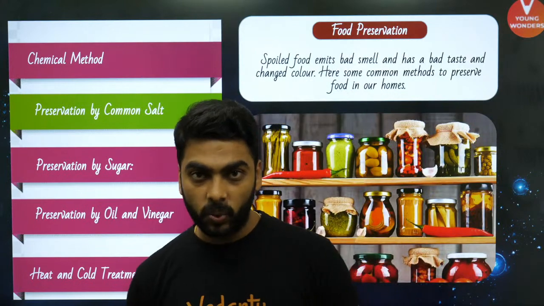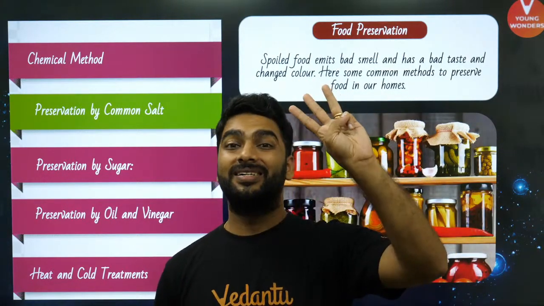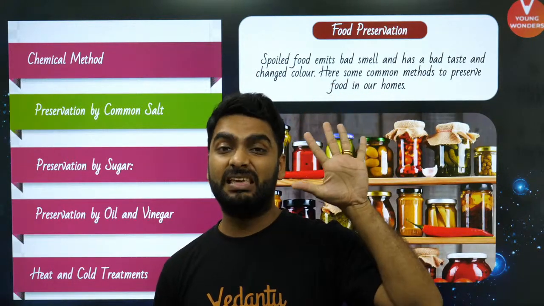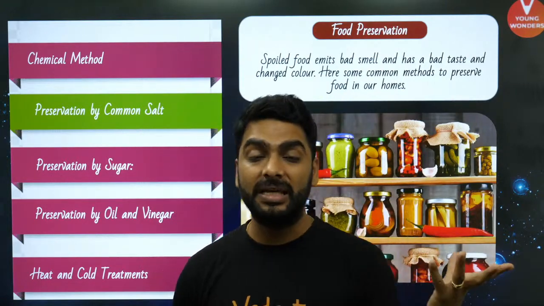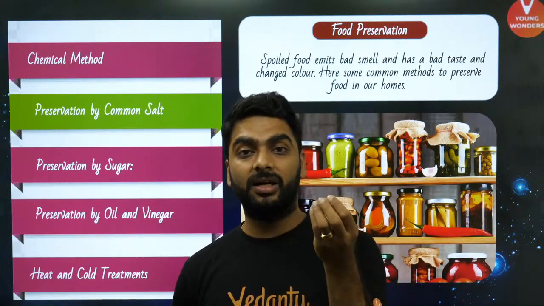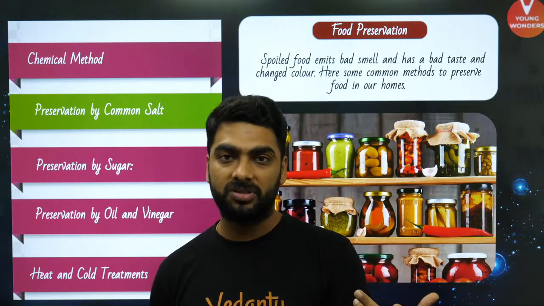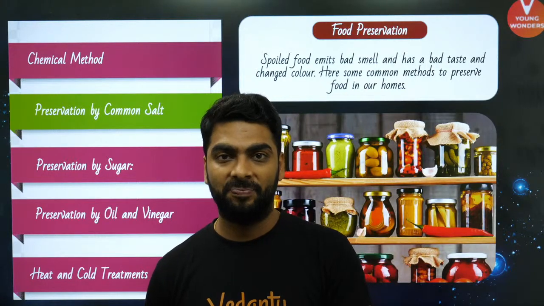Physical methods include canning, storage and packaging, sun drying, hot and cold treatment, freezing, okay, frozen peas, frozen meat. There are many snacks which you can directly fry and eat. They are all frozen foods. Frozen foods are super, super, super unhealthy. Right?